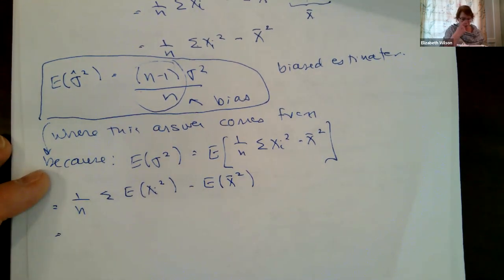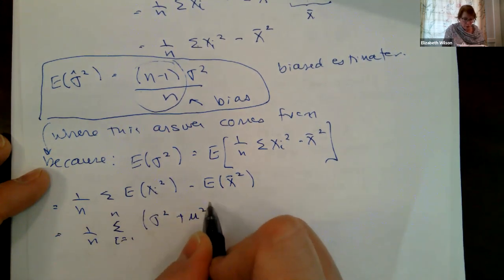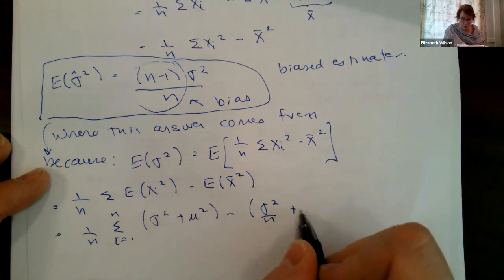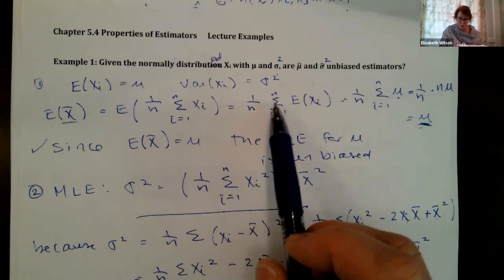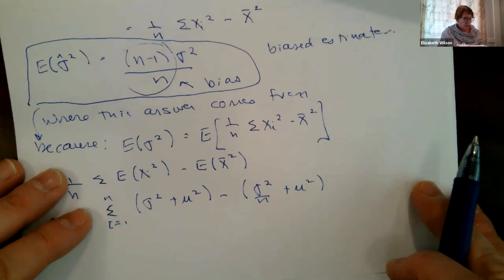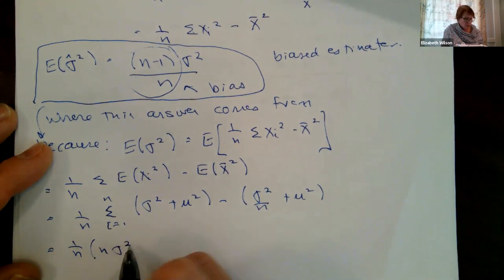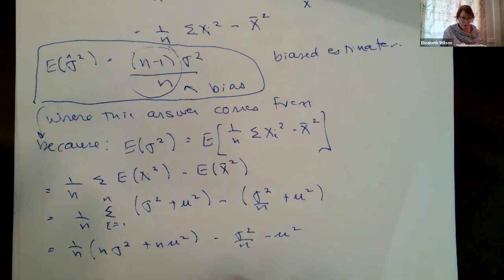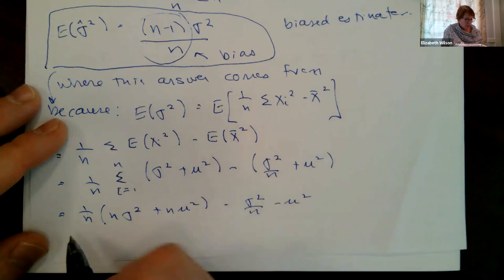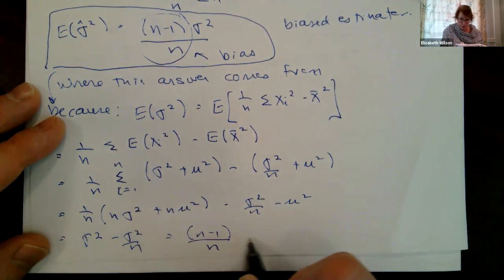All right, so I'm going to keep working through. This is equal to 1 over n sum from i equals 1 to n of sigma squared plus mu squared, minus sigma squared over n plus mu squared. I'm just substituting in the values that we had from before, from our variance and our maximum likelihood estimator. Now I'm going to keep cleaning up my algebra here. There's a lot of algebra in these biased and unbiased estimators. So this is 1 over n times n sigma squared plus n mu squared, minus sigma squared over n minus mu squared. I distributed, and now I'm going to combine. This is going to look like sigma squared minus sigma squared over n, which when I factor out this n here, I get n minus 1 all over n times sigma squared.